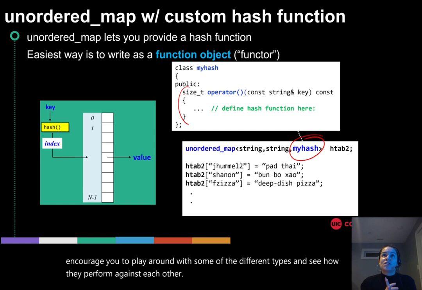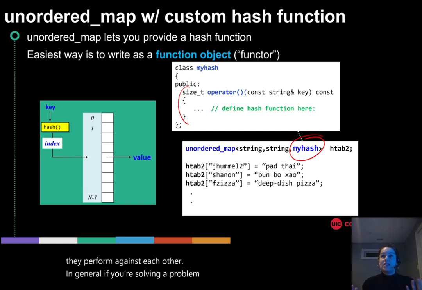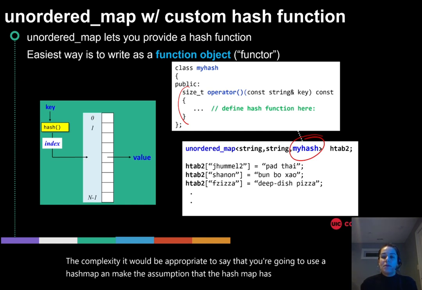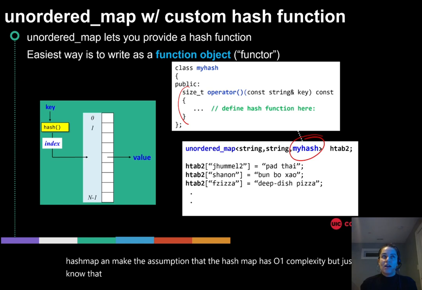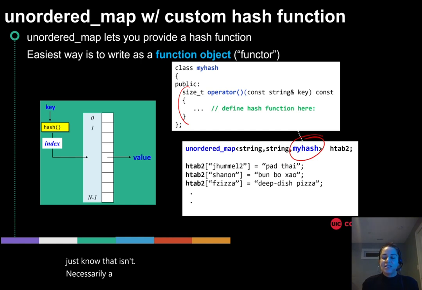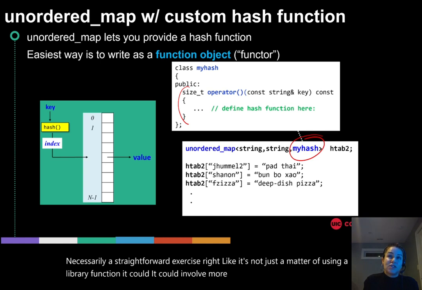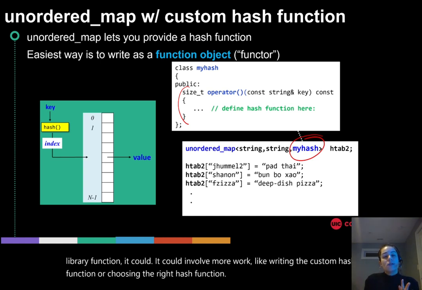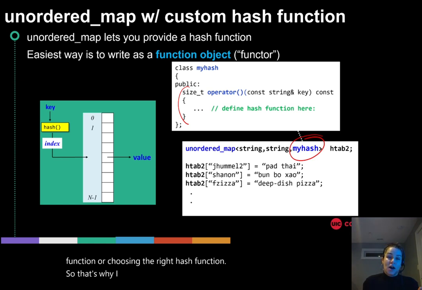In general, if you're solving a problem and you're trying to state the complexity, it would be appropriate to say that you're going to use a hash map and make the assumption that the hash map has O(1) complexity, but just know that that isn't necessarily a straightforward exercise, right? Like, it's not just a matter of using a library function. It could involve more work, like writing a custom hash function or choosing the right hash function. So that's all I wanted to talk about with unordered maps.